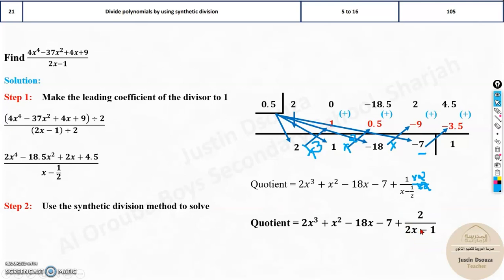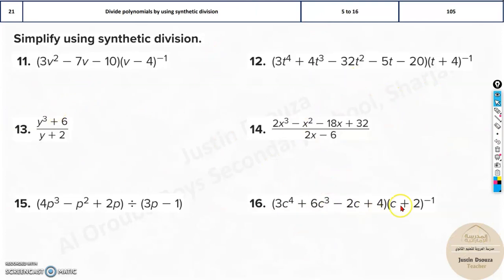So it's a very simple method. You should know the trick. See, what happens is synthetic division saves your time considerably. Long division took us so long, but synthetic division saves a lot of time. That's it. So please do try these by yourselves.